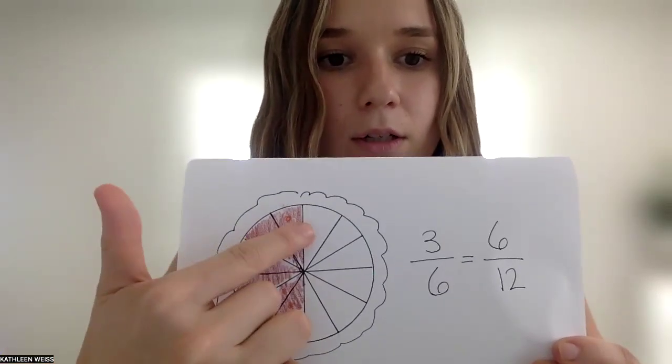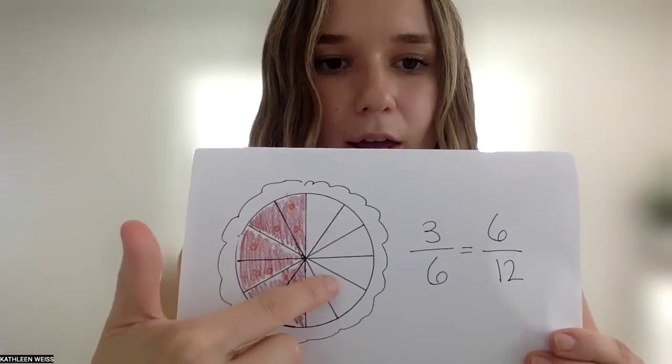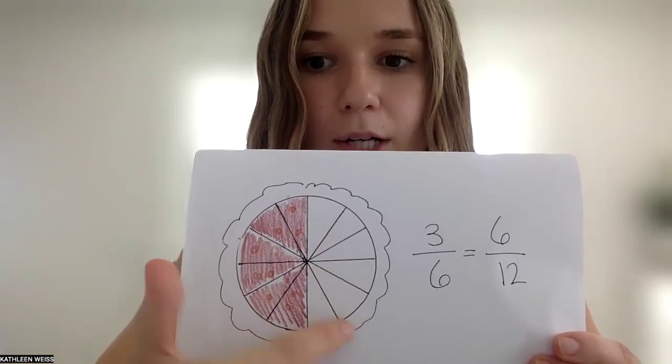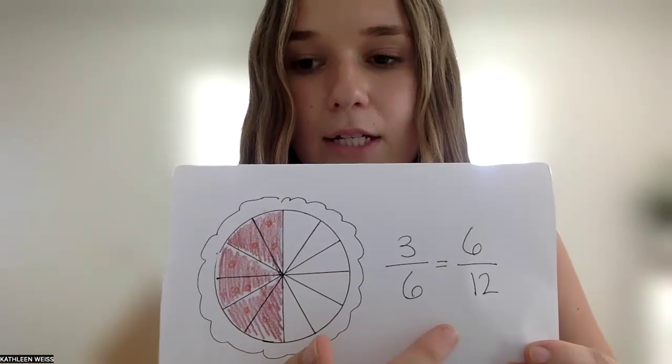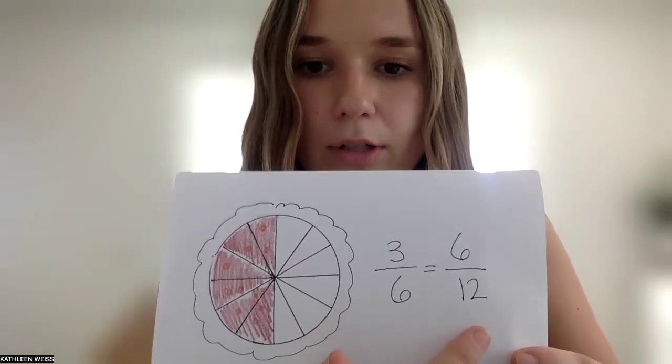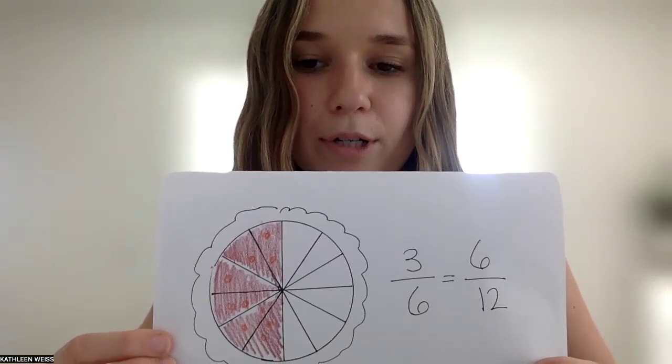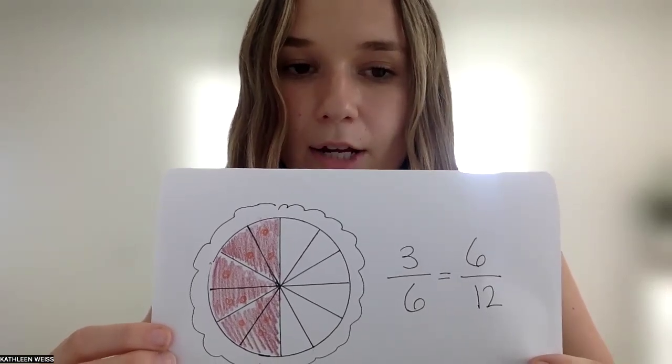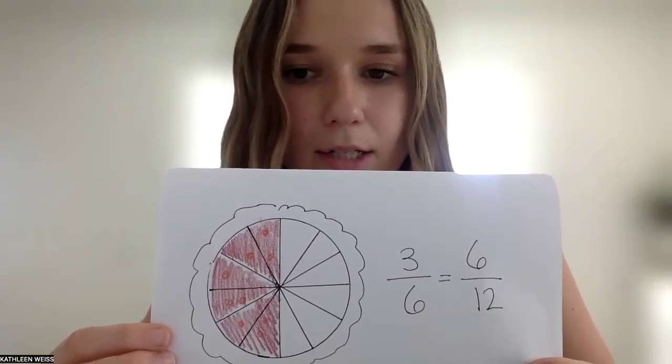And now we've eaten 6 of them. So 3/6 is the same as 6/12. Both fractions represent the same amount of pizza, just in different sized pieces.